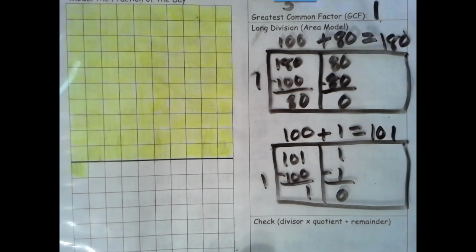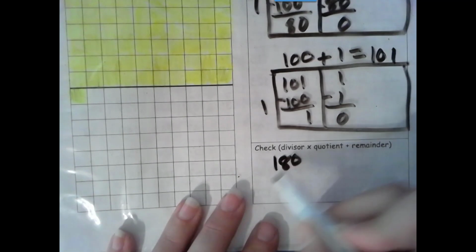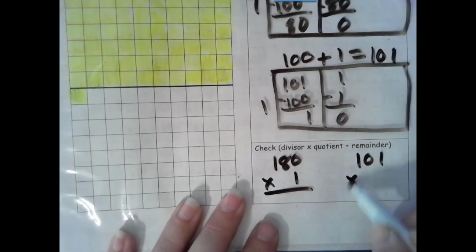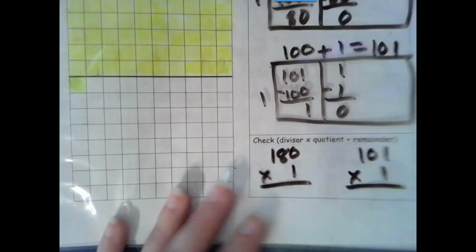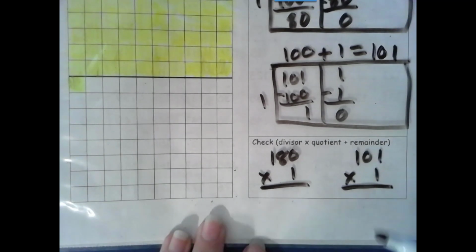Now we still need to use our inverse operation to check. Divisor times quotient plus remainder. Now since our remainder is 0 for both, and the identity property of addition says when you add 0 it stays the same, we don't need to add the 0. But what we end up with here, and why the ones work the way they do, is that we have the identity property of multiplication. When we multiply by 1, it stays the same.